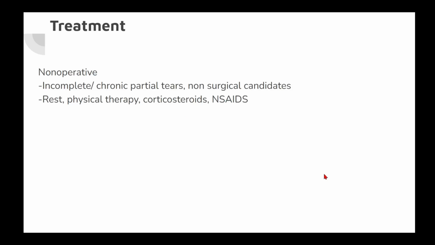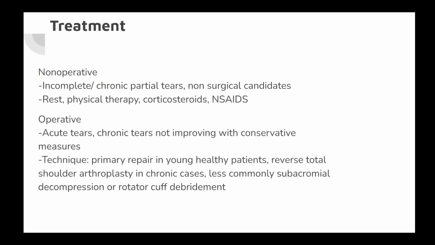Treatment is generally not operative for incomplete and chronic partial tears in anyone who is not a good surgical candidate. And initially, that includes rest, physical therapy, corticosteroids, NSAIDs. There's a lot more nuance to it, but that's sort of the gist of it. Operative indications are typically acute tears in young, healthy athletes and chronic tears that are not improving with conservative measures. For young, healthy athletes, you can hopefully do a primary repair. That's the best case scenario. In chronic cases or complete tears, you need a reverse total shoulder arthroplasty, which is a whole different beast.